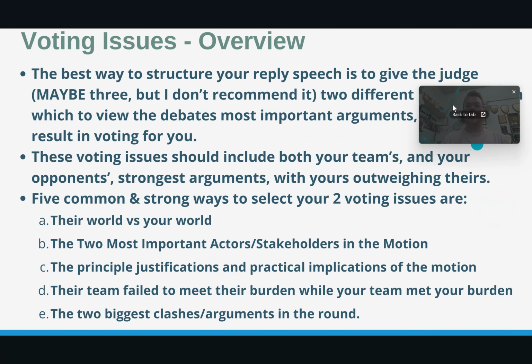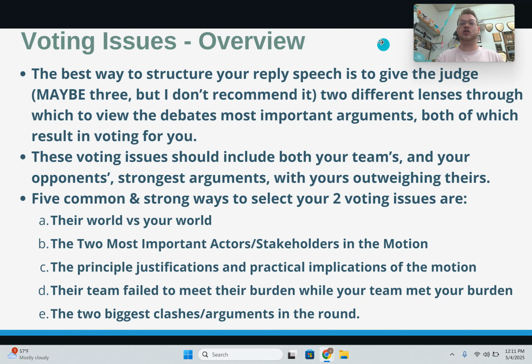So now that we know how to do introductions, the next step is to get to our voting issues, which should take up the bulk, roughly 2.5 to 3 minutes of our reply. The best way to structure your reply is to give the judge two, maybe three different lenses through which to view the debate's most important arguments, both of which result in voting for you. So two different ways of seeing the round that they should take or could take, and you win under both.